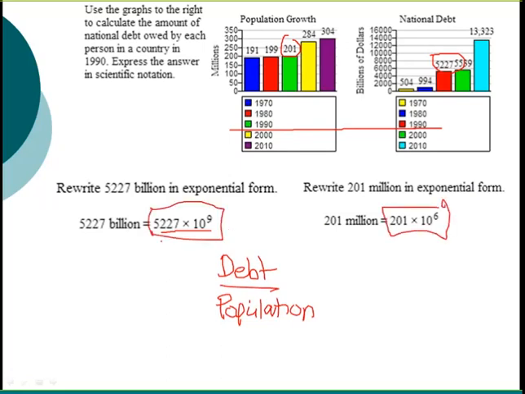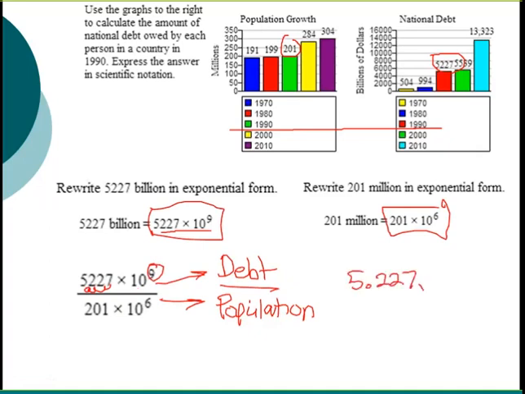Now it would be a little bit more helpful if these were both in scientific notation. So if I wrote it the way that it is, this is debt divided by population. And so if I move this 1, 2, 3 places, I would add 3 places to this one. So this is actually 5.227 times 10 to the 9 plus 3 is 12, over, move this one over 2 places, 1, 2, and I get 2.01 times 10 to the 8.